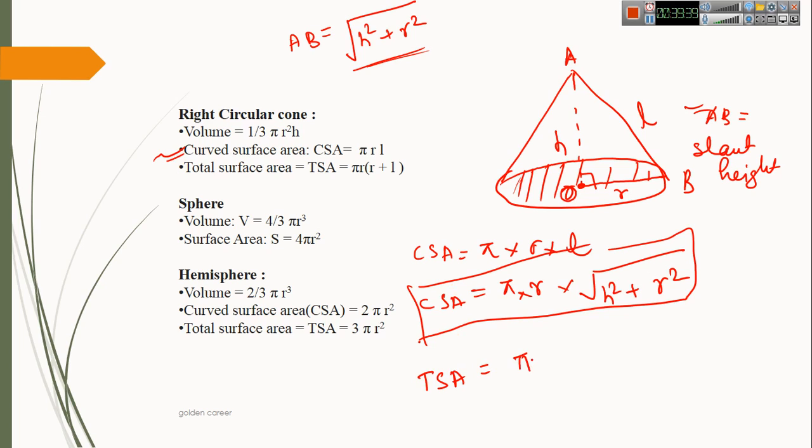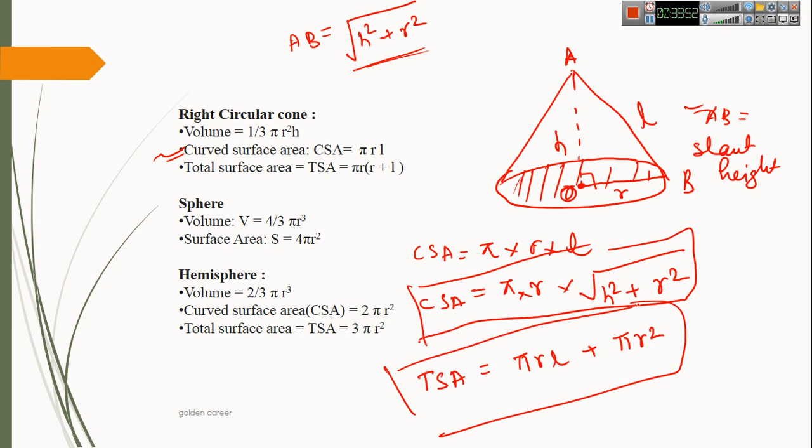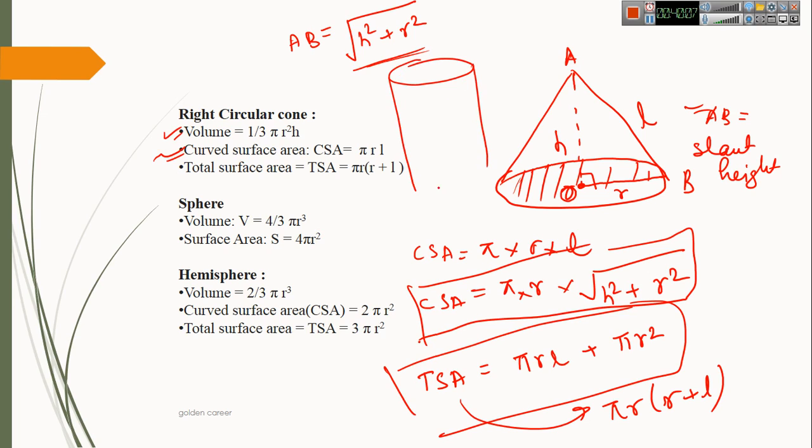So the curved surface area, which is the area of the circular cone except this base, is equal to pi r L, pi into r into L. Here L is equal to the square root of h square plus r square, so it will be equal to pi r into root over h square plus r square. This is the curved surface area of the cone.